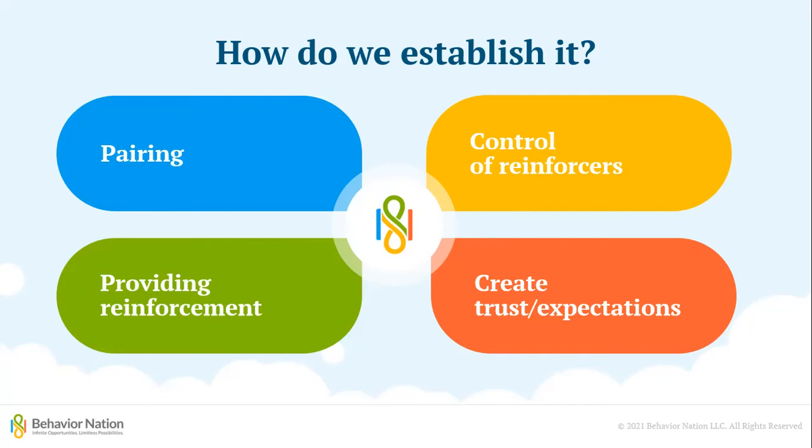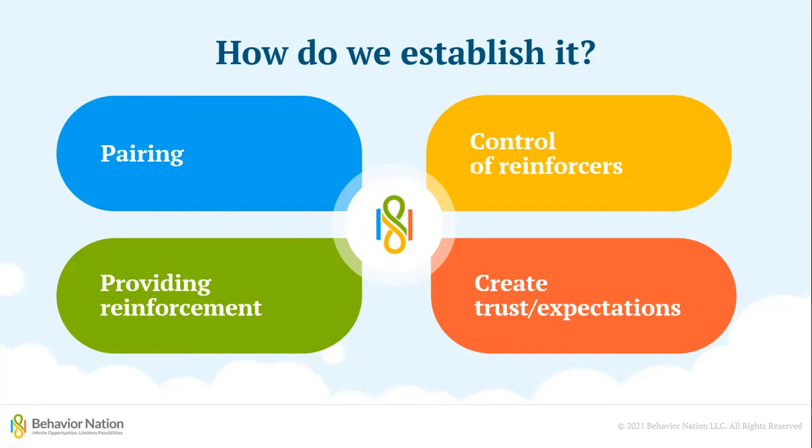Providing reinforcement and access to reinforcers goes hand in hand with pairing and control of reinforcers. We establish ourselves with the reinforcers, and the learner will associate us with fun things. By pairing and providing reinforcement, we create trust between the learner and the instructor. Trust is learned by completing a demand and being given access to the reinforcement they are seeking. This also creates clear expectations for the learner of what is expected and what behaviors are accepted and not accepted.